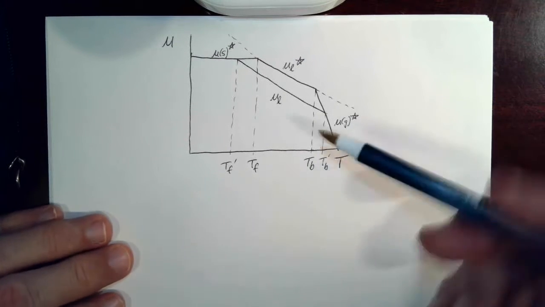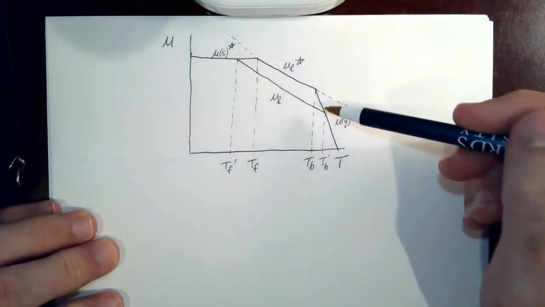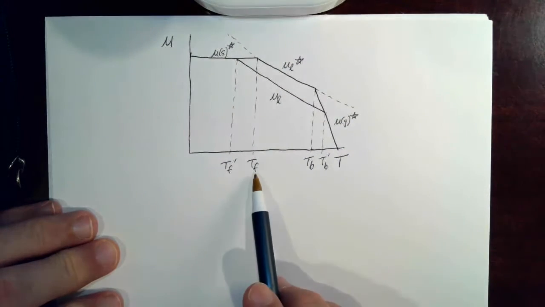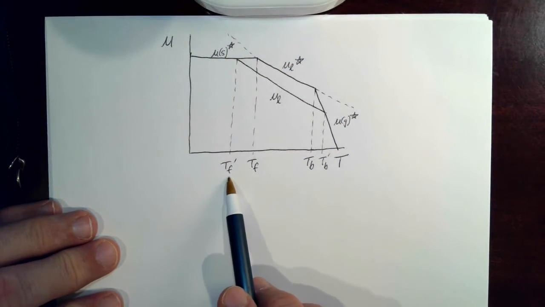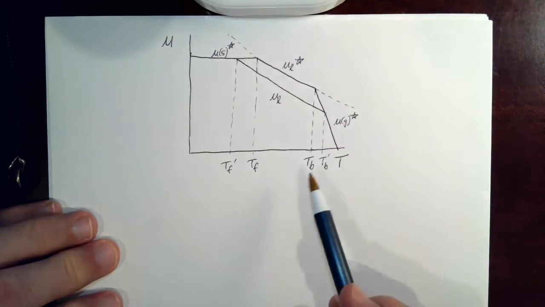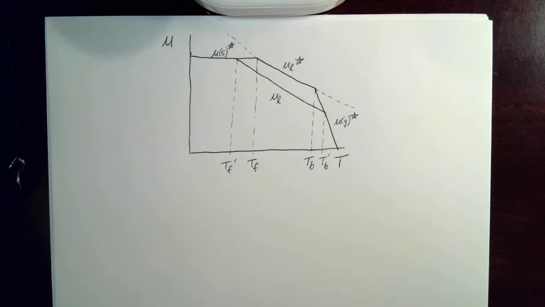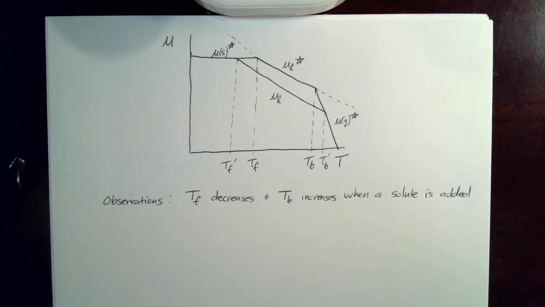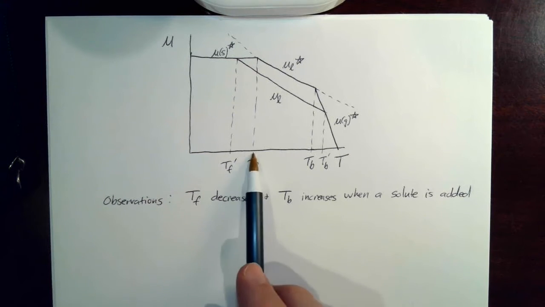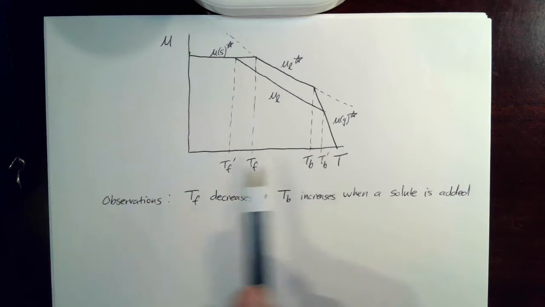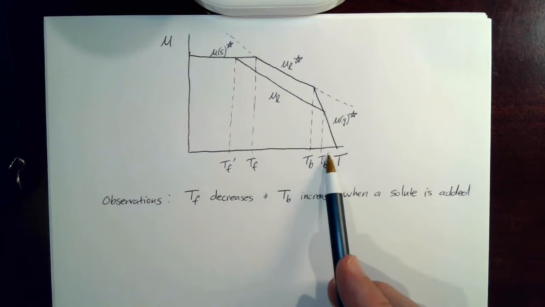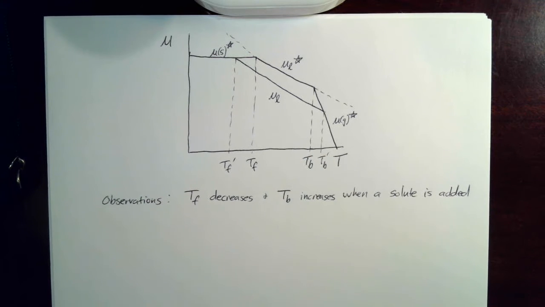So right away, we see that when you dissolve a solute in a liquid, the freezing point decreases. And when you dissolve a solute in a liquid, the boiling point increases. Another observation that we can make is that the freezing point shifted more than the boiling point. It decreased more than the boiling point increased. Is that always going to be the case?